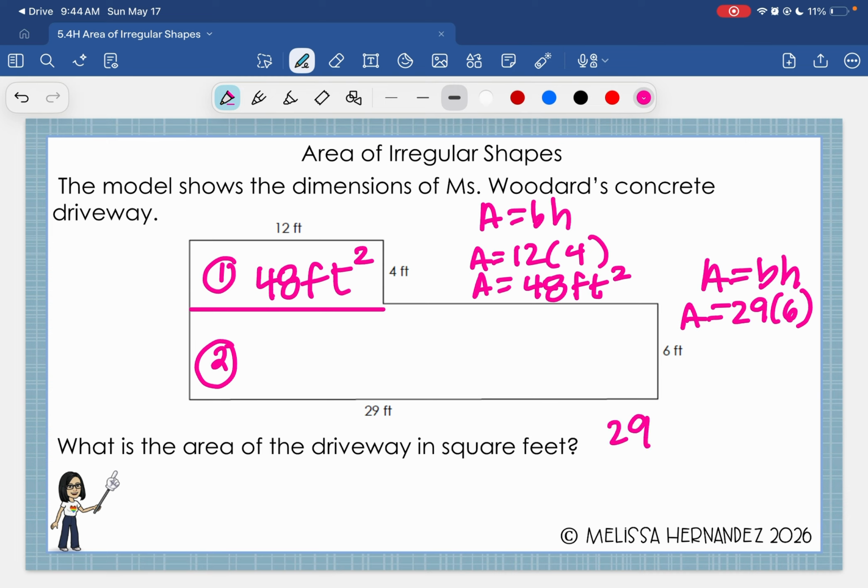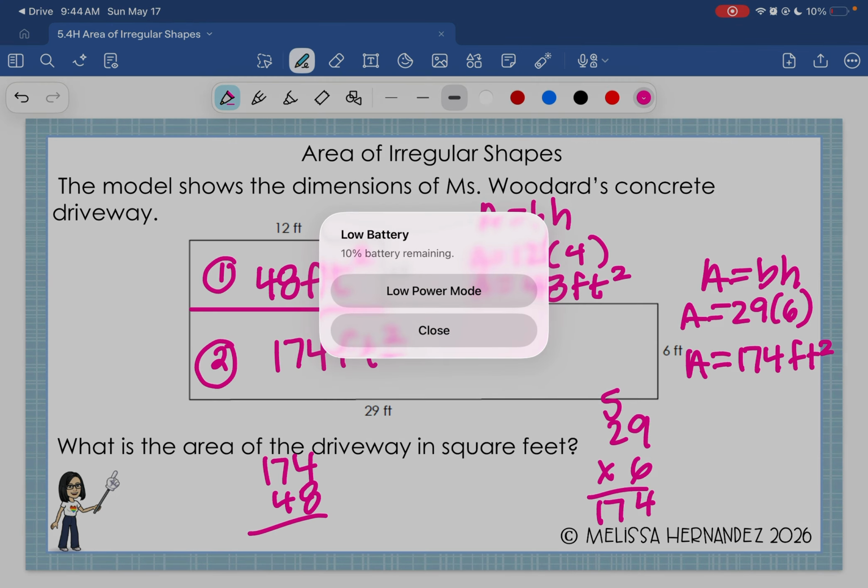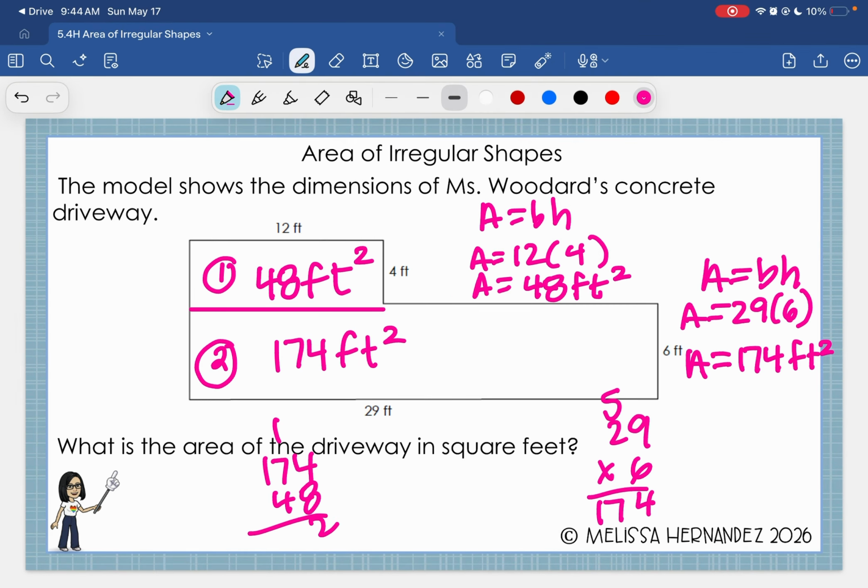So I'm going to solve this. So the area of the larger rectangle is 174 feet squared. And what I have to do is add both of those up to get the total. I feel like if you made a mistake, you just wouldn't include both. So 222 feet squared is the area of the entire driveway.